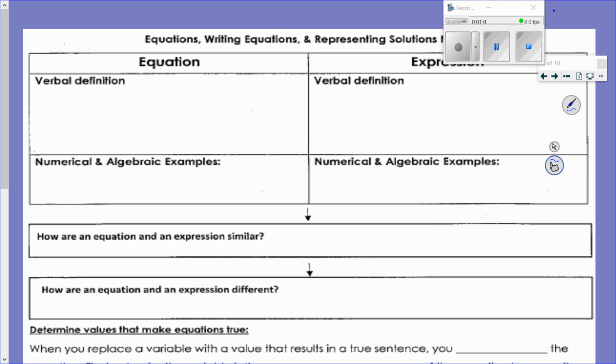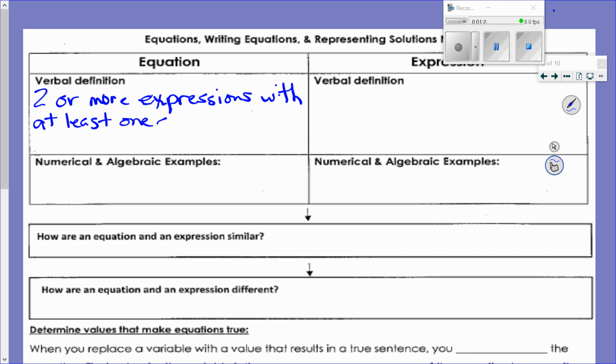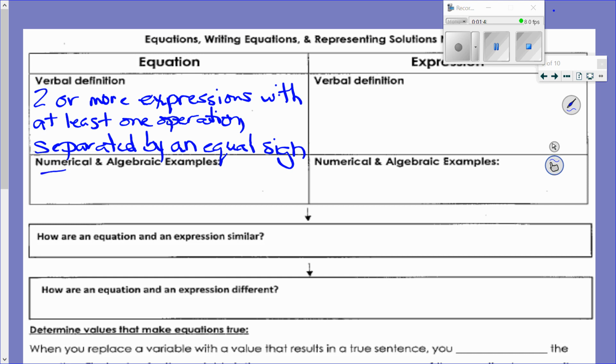So our verbal definition is really two or more expressions with at least one operation, comma separated by an equal sign. So what does that look like using numerical or algebraic?